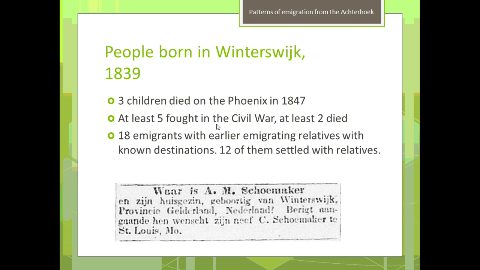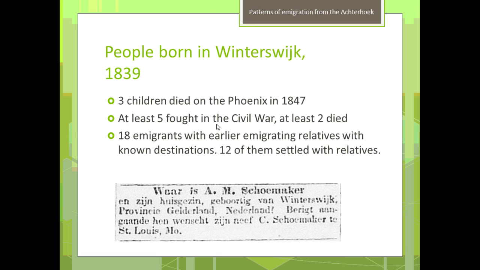And then there are 18 immigrants who weren't the first in their family to leave. So we know where they ended up, and we know where their earlier emigrating relatives ended up. So then you can start to see whether they would go to a new place or go where they already know people. And there were only 18 people in this group for whom I've been able to establish both where they went and where their earlier relatives went. And 12 of them settled with their relatives. So that would be, for this group, 2 in 3 that settled in the place where they already knew people.